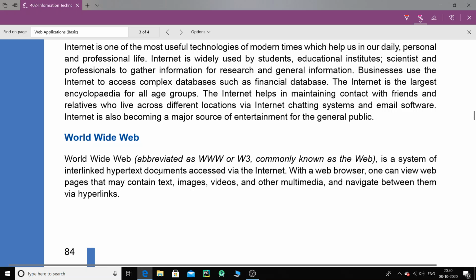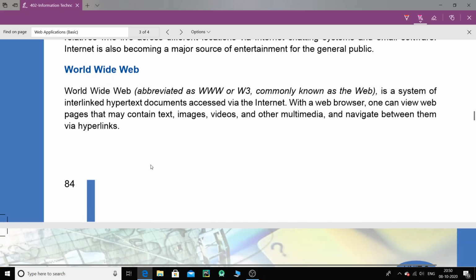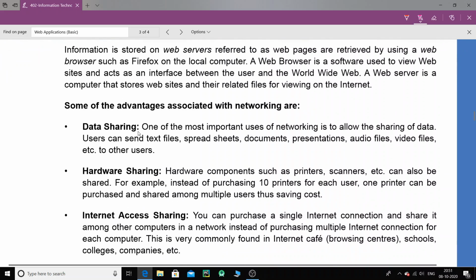So interlinked hypertext documents. Normally all the web pages have hypertext in them, and the pages may have text, images, videos, and other multimedia, and you navigate between them using hyperlinks. Hyperlinks are like, whenever we have a website and there are links given in it, you click on one link and you will be redirected to some other web page. Those are called hyperlinks. Please remember all this that I'm telling you.